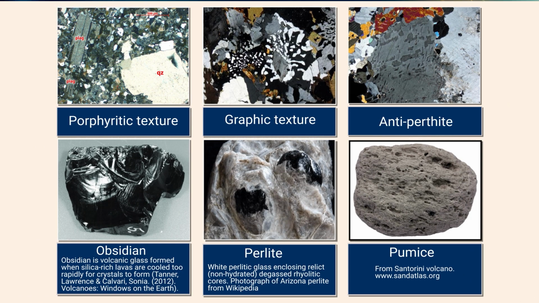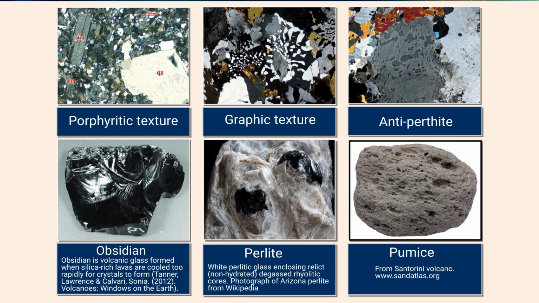We have obsidian, where you can see the cuspate fractures. These are also known as conchoidal fractures. It is a volcanic glass formed from silica rich lavas that have cooled very rapidly. As a result, there is no formation of crystals.